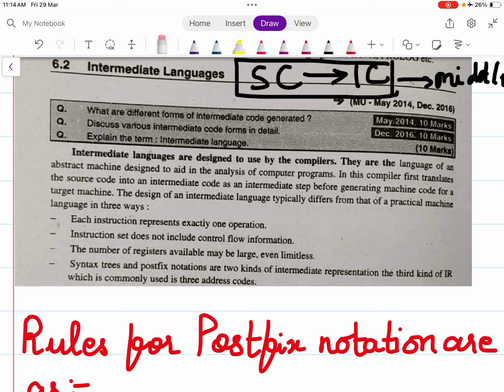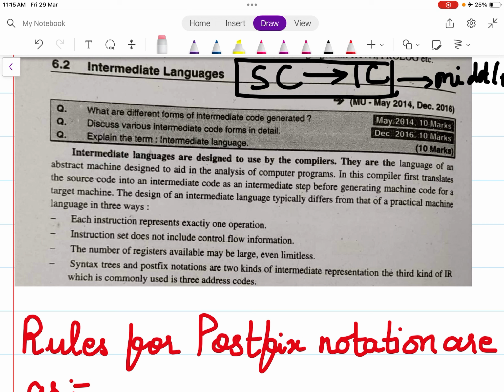The design of intermediate language typically differs from that of a practical machine language in three ways. So what are the three ways in which the intermediate language differs from a practical machine language? First, each instruction represents exactly one operation. Second, the instruction set does not include control flow information. Third, the number of registers available may be large, even limitless.